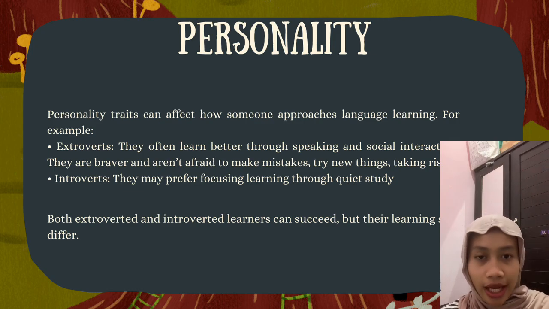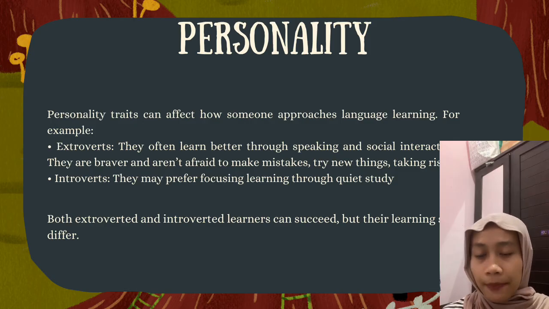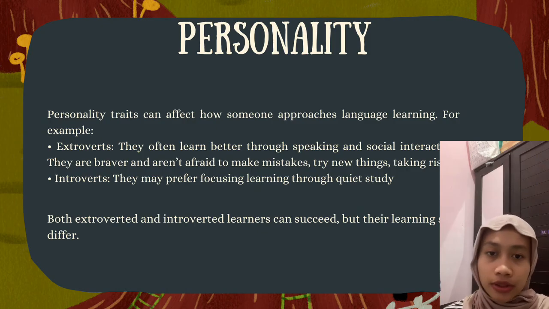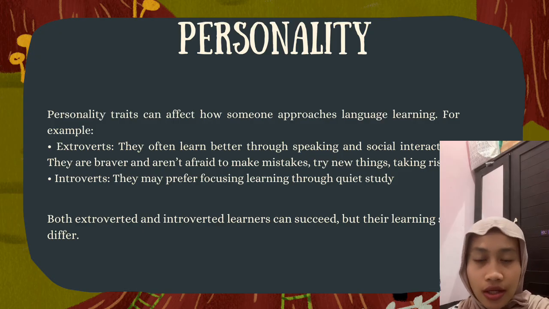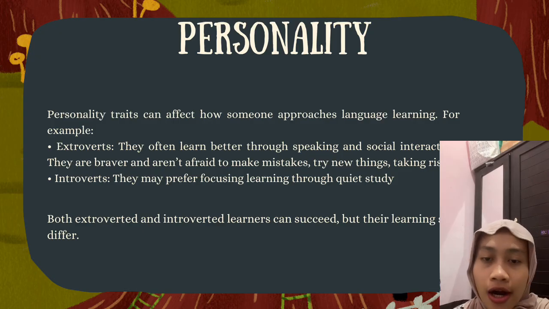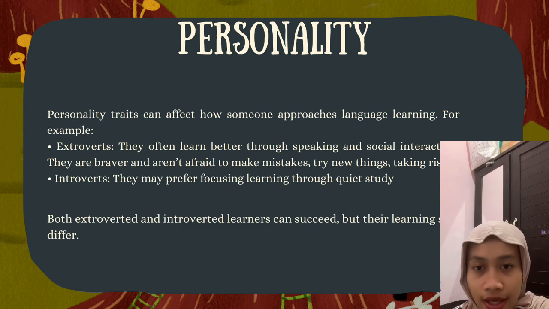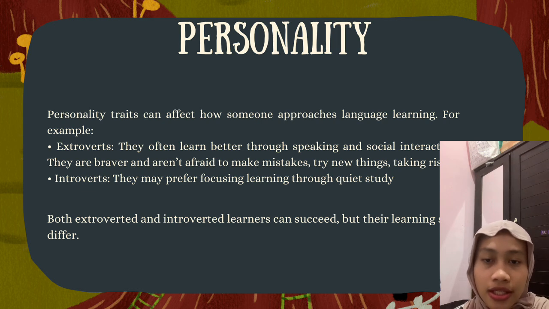And next, the fourth one is personality. Personality traits can affect how someone approaches language learning. For example, extroverts often learn better through speaking and social interaction. They are braver and aren't afraid to make mistakes, try new things, and take risks. And introverts may prefer focusing on quiet study, but both extroverted and introverted learners can succeed, though their learning styles might differ.